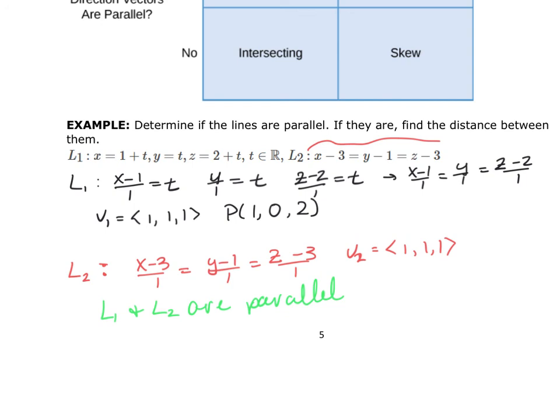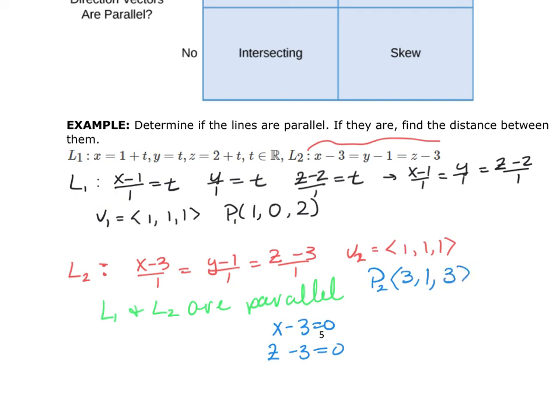So now I've got to figure out what the distance is between these 2 lines. So I have to find some point, I'm going to call it P2, this is P1 up here, that is on this second line. I'm going to go with my easiest one to make. This time I'm going to make y equal 1, that means I would have x minus 3 equal to 0, and z minus 3 equal to 0. So I end up with 3, 1, and 3.